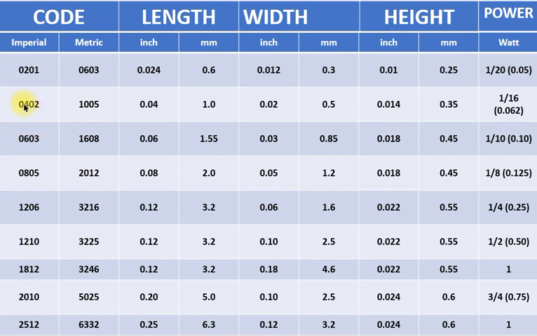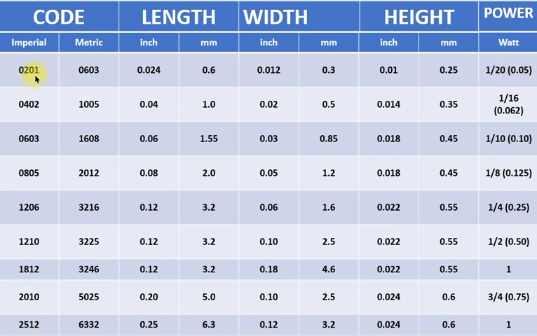Among these, 0402 and 0603 are the most used packages. If you talk about the 0201, its metric code is 0603. You will see this on the DigiKey site also: the length in inch and in mm, the width in inch and in mm, the height in inch and mm, and this is the wattage. This is the most important thing.